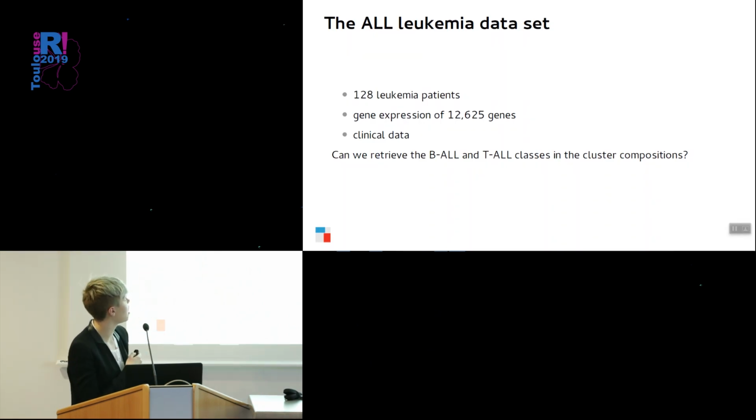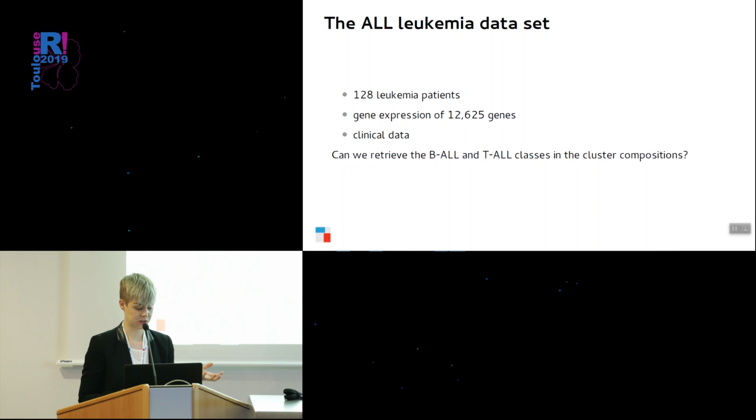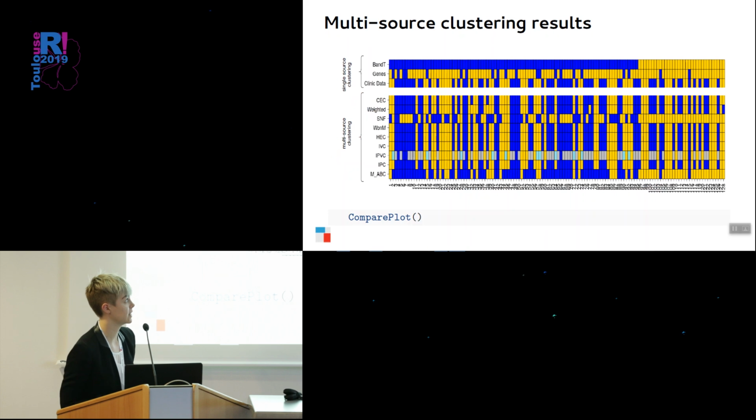Now, in the second case study, we would like to investigate the ALL leukemia data set, which has 128 leukemia patients, as well as gene expression from over 12,000 genes, so it's a bit bigger than the previous data sets, and we also have clinical data. This clinical data is all about tumor characteristics as well as age of the patients. And we actually know that these patients are already divided in B leukemia types and T leukemia types. The question is, can our multi-source clustering procedures refine these cluster compositions? Let's take a look at this.